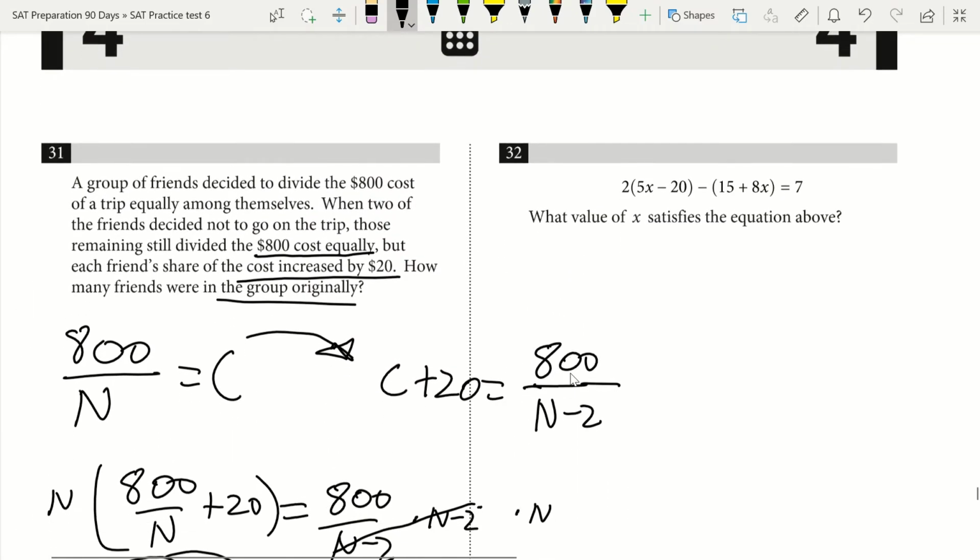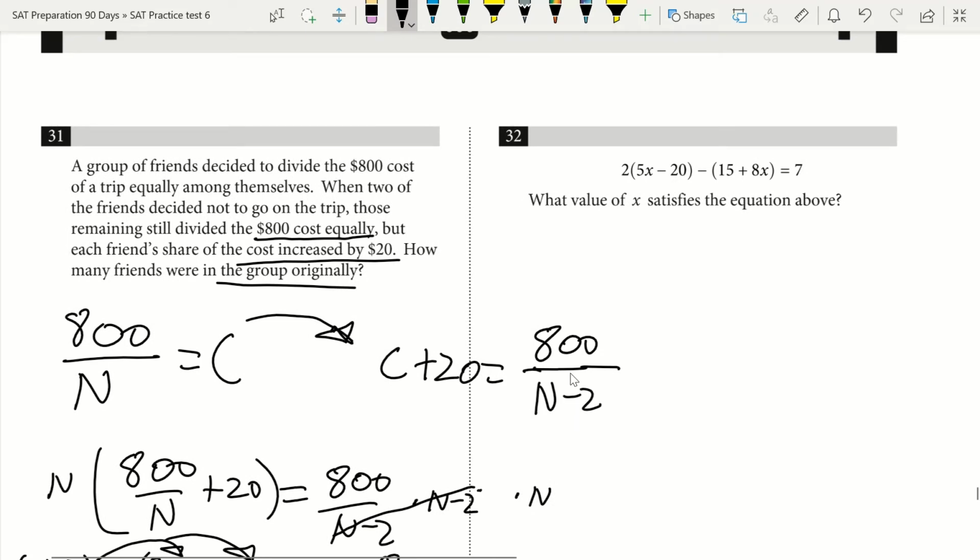Alright, at this point we move to 32. What value of x is satisfying the equation above? Well, we've got 2 times 5x right here. We're just going to have to distribute and then solve for it, right? So we have 2 times 5x, that's 10x. I've got a minus 8x. Okay, so that's minus 8x. That's going to leave me with 2x.